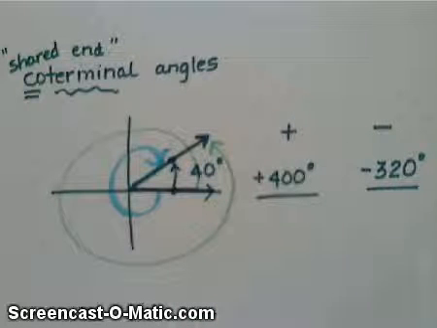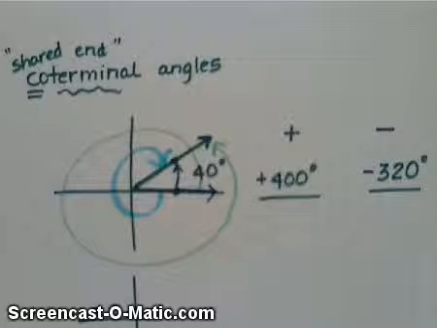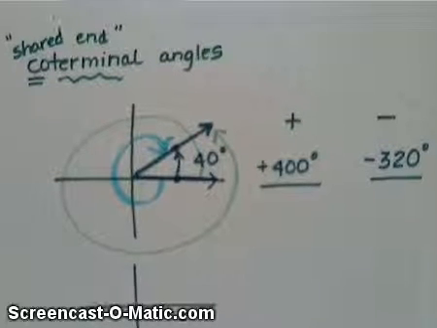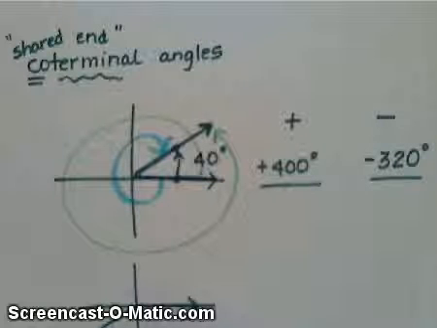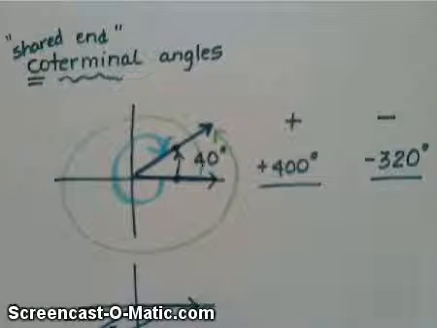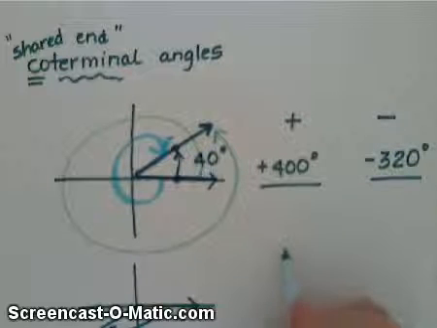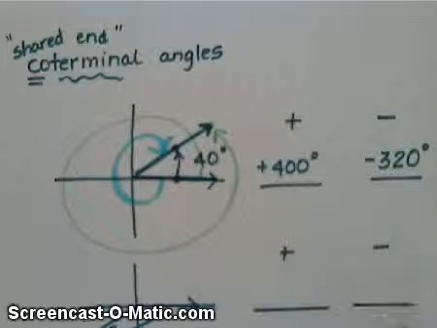Let me do another positive example. Then I'm going to do a negative example. Actually, I'm watching my time here. I'm just going to do a negative one now. Let's say our example is a negative 140 degrees. This is our angle. And I want you to give me a positive and negative coterminal for negative 140 degrees.